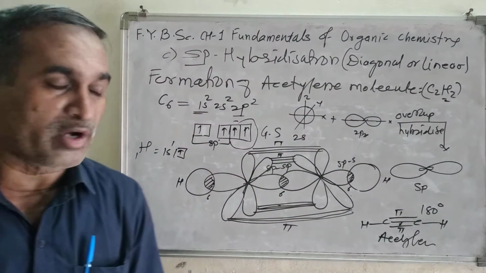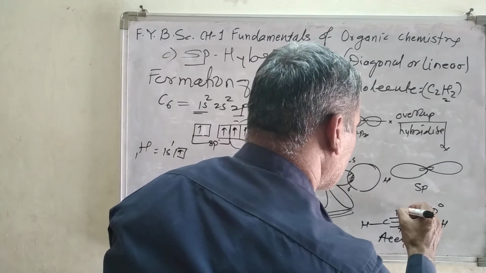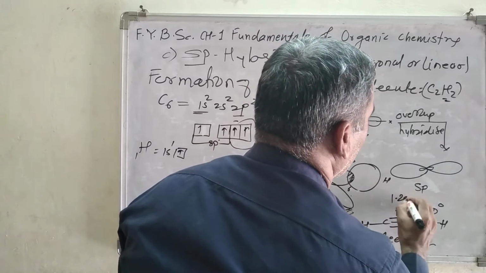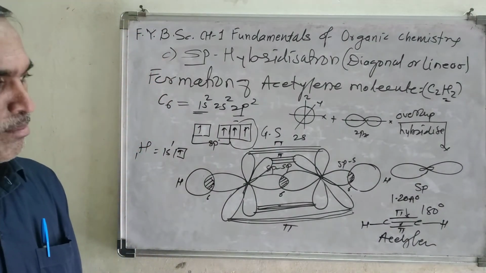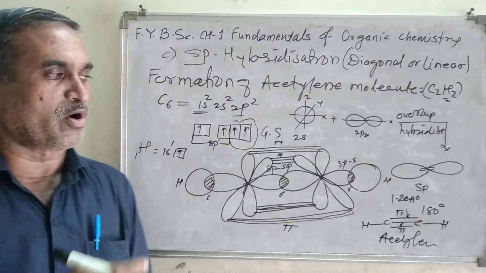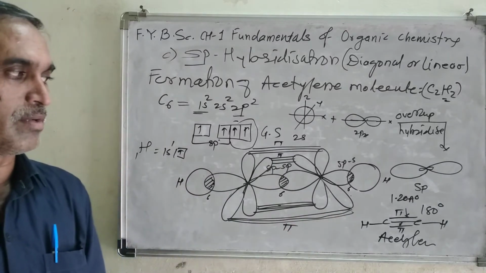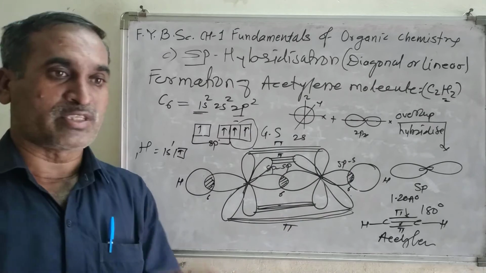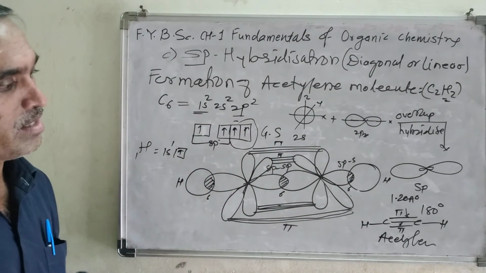And what is the bond length present in this case? The bond length present in this molecule is found to be 1.20 angstrom. That is the bond length. And if you remember the bond length of the carbon carbon single bond, the carbon carbon double bond, and now the carbon carbon triple bond, what do you see here? The carbon carbon triple bond has the shortest bond length as compared to the double bond as well as the single bond.